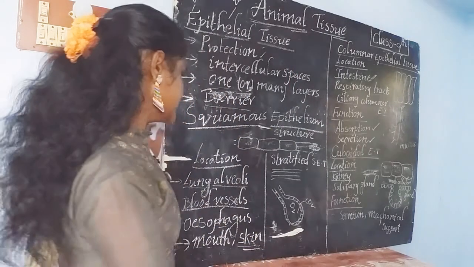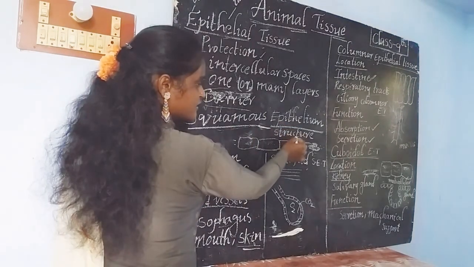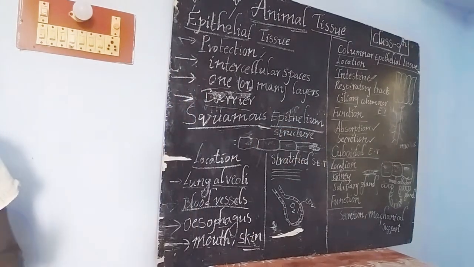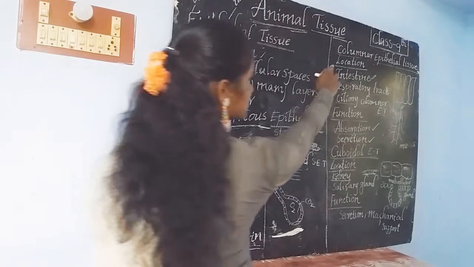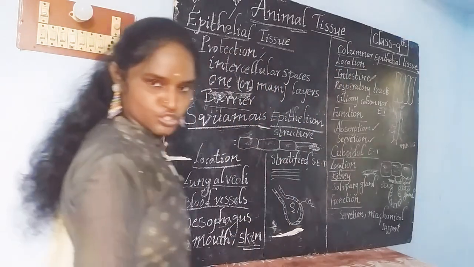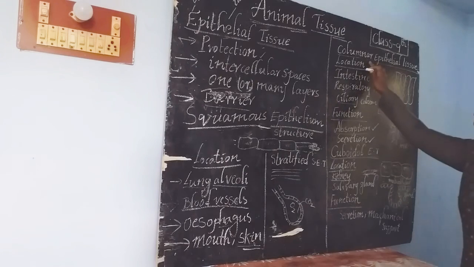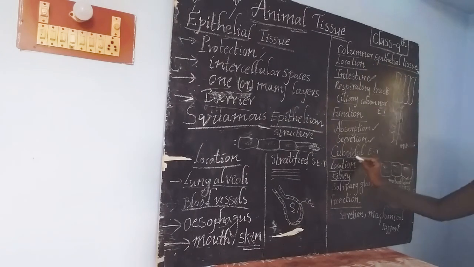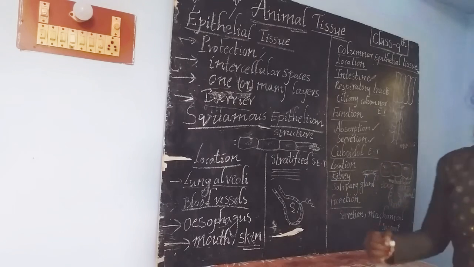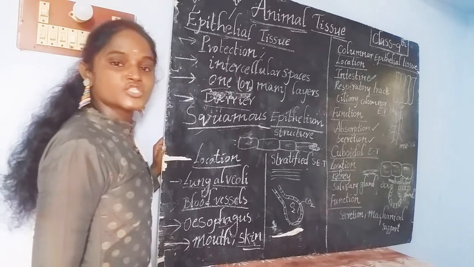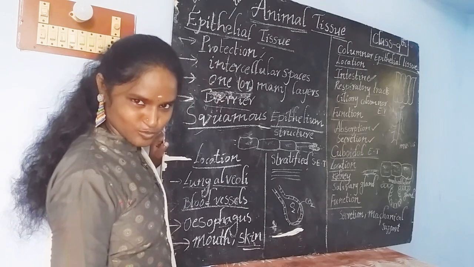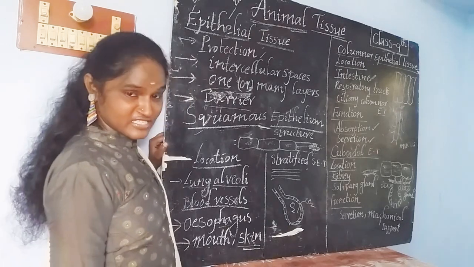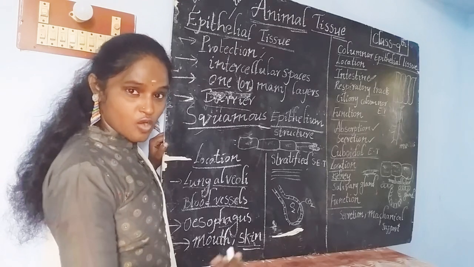Depending on the function and location, epithelial tissue is divided into 3 types. The first one is squamous epithelial tissue. The second one is columnar epithelial tissue. And the third one, cuboidal epithelial tissue. Now let us have a look at squamous epithelial tissue. What is meant by squamous epithelial tissue? Where it is present, what is its function, and how it appears.